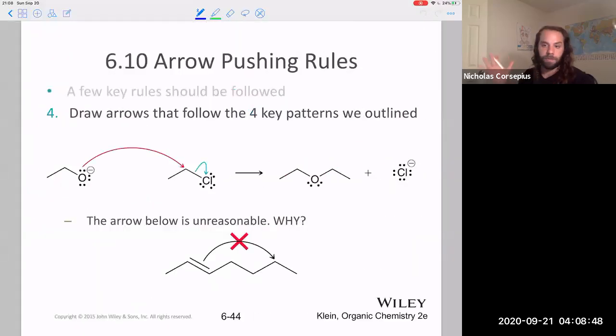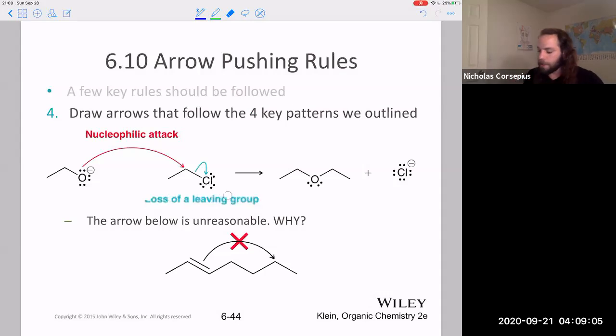All right, and then the last one, which is what I said I kind of jumped the gun on, is you should be able to categorize your arrows, right? To make sure you're not doing anything crazy, you should always be able to fit it into one of those nice, neat categories that we talked about at the beginning. Again, this example shows a nucleophilic attack followed by loss of a leaving group, right? So those all fit.